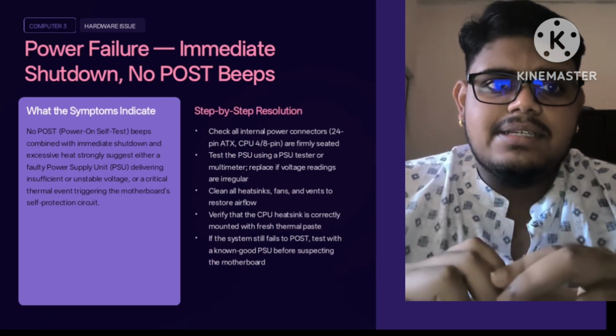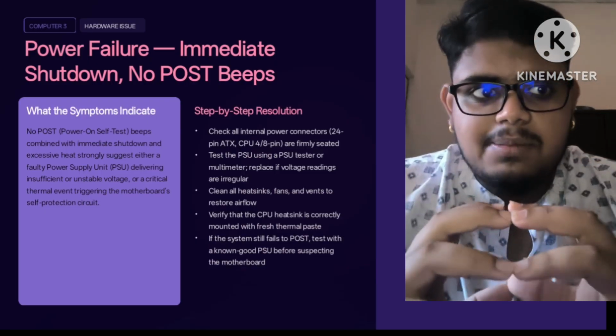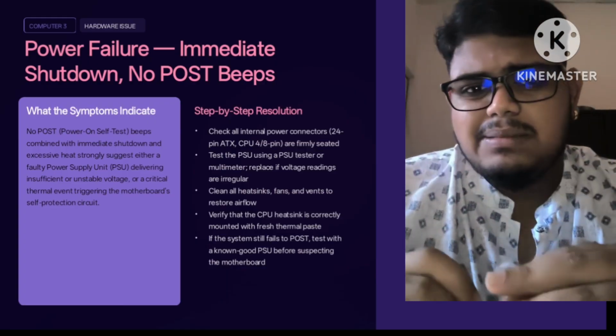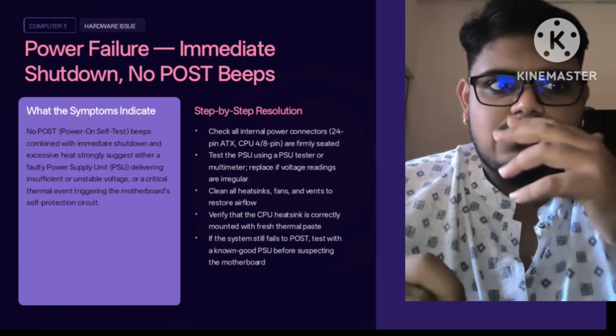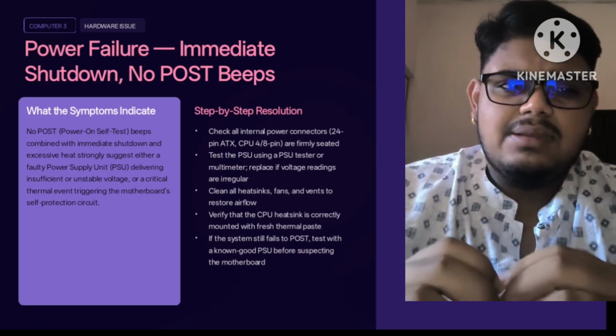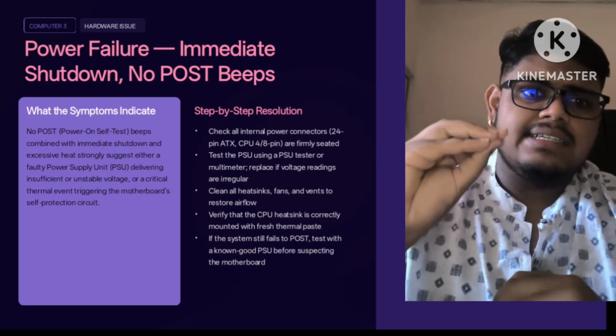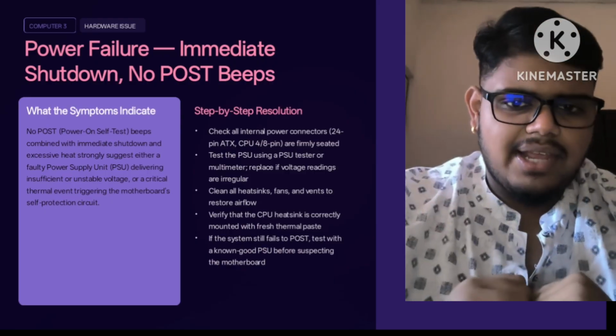The second symptom is a burning smell or high heat. Excessive heat is noticed near the power supply unit, also called the PSU, or around the CPU vent just before the shutdown occurs. This suggests possible overheating or electrical failure.